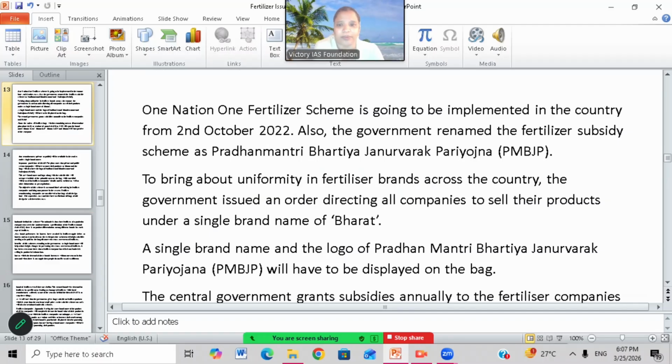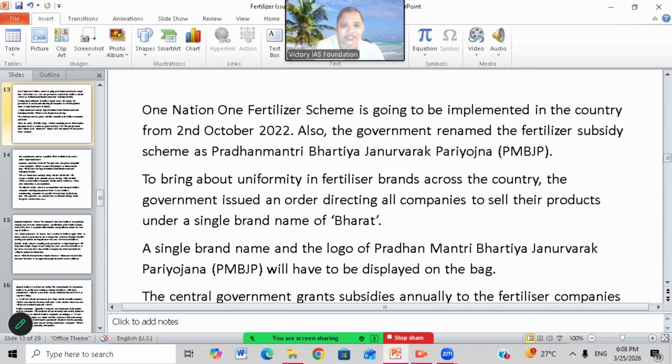So the One Nation, One Fertilizer scheme is going to be implemented in the country from 2nd October 2022, Gandhi Jayanti 2022. From that day onwards, this scheme has been implemented in India. Okay, and the government renamed the fertilizer subsidy scheme Pradhan Mantri Bharatiya Janurvarak Pariyojana. Okay, it is named under Pradhan Mantri Bharatiya Janurvarak Pariyojana.